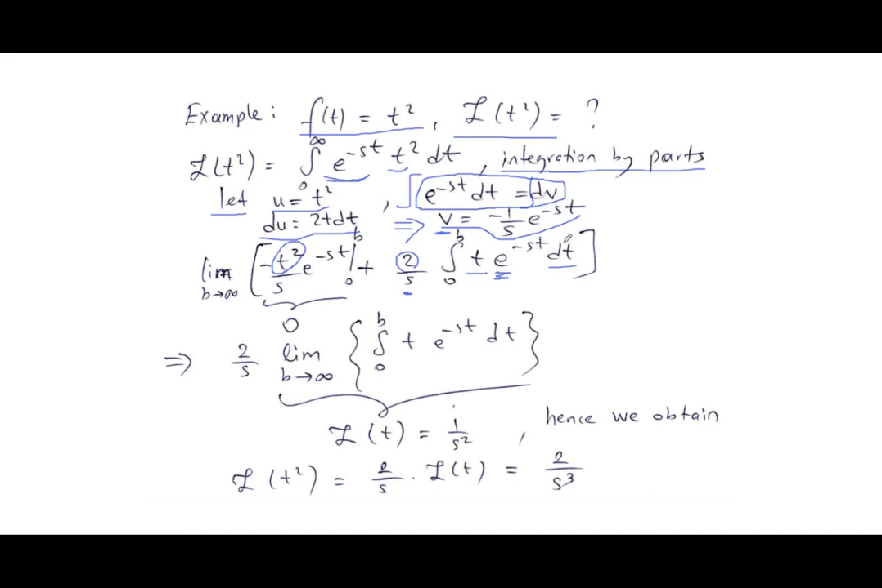Now combining this, as b goes to infinity, this first term will go to 0. If we substitute, first we will substitute t equals b, and then take the limit as b goes to infinity, that will go to 0, and then we will substitute t equals 0, but that will give us 0. So the first expression just gives 0 as a result.